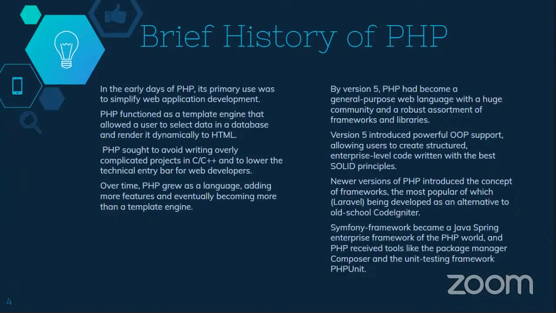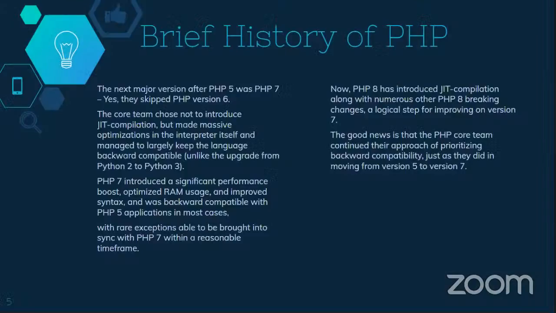Then newer versions of PHP introduced the concept of frameworks, of which the most popular one is Laravel. Then we have CodeIgniter also, and the Symfony framework too. There was actually no version 6. They moved the major version from 5 to 7. In version 7, JIT, that is just-in-time compilation, was discussed. The core team chose not to introduce JIT compilation, but made massive optimizations in the interpreter itself and managed to largely keep the language backward compatible.